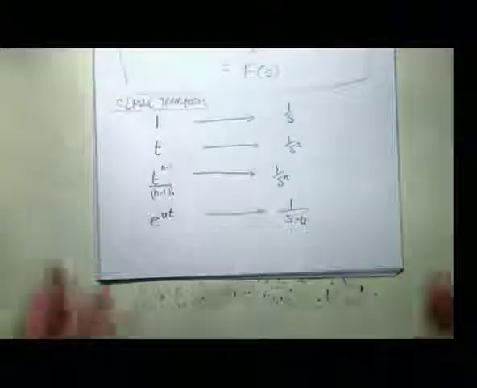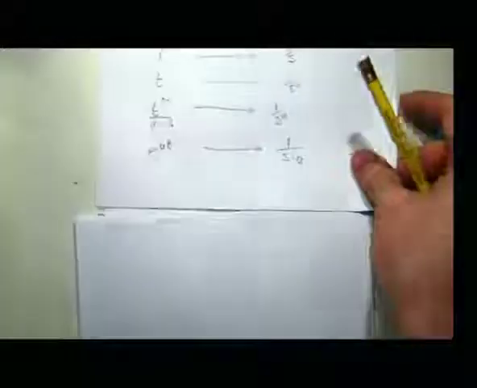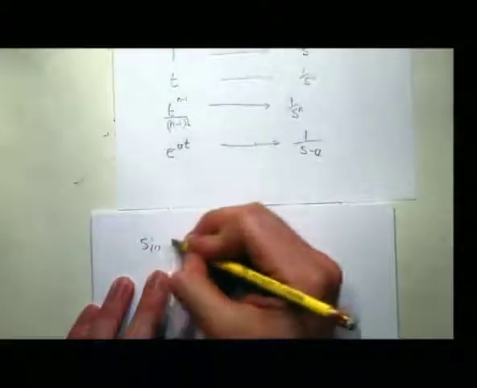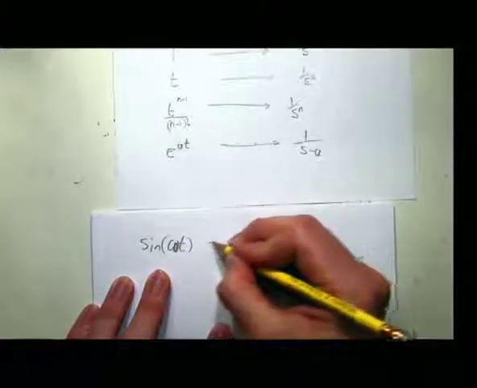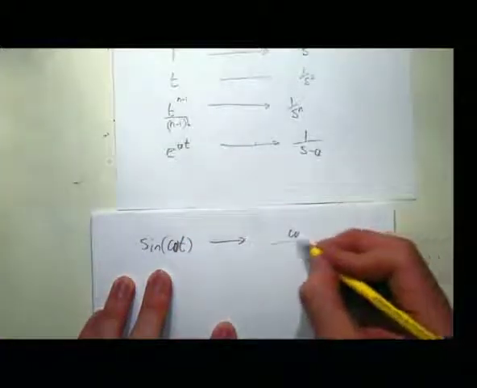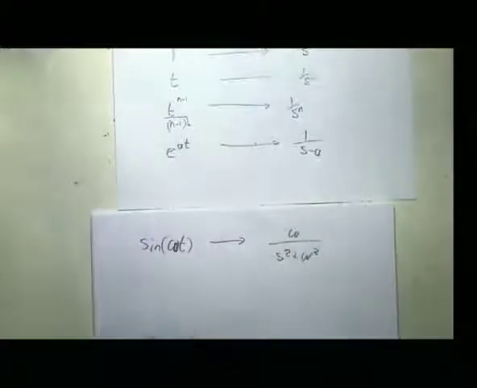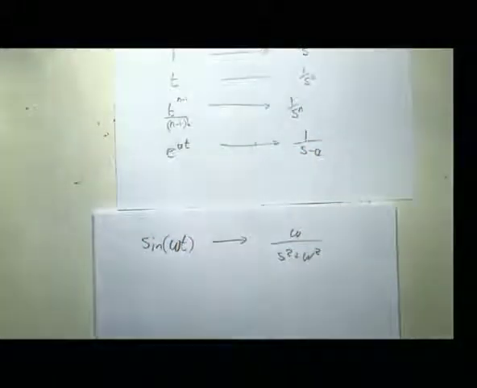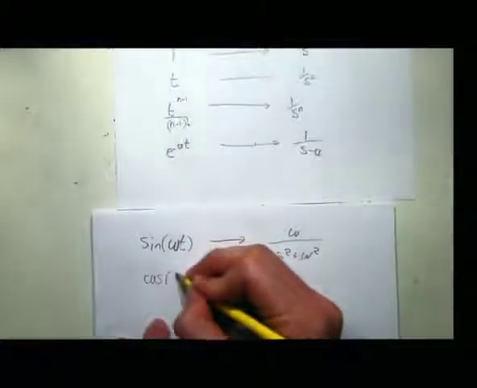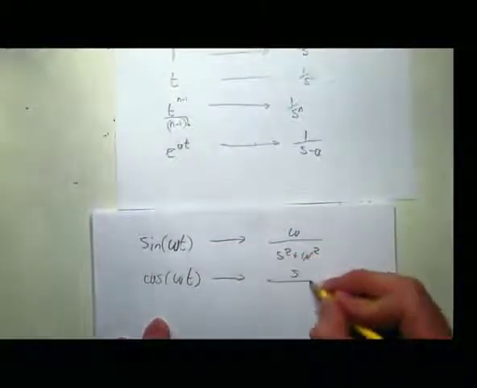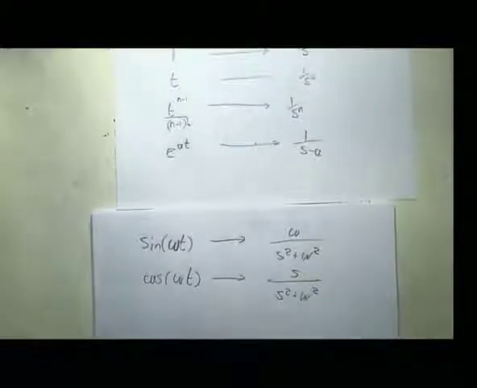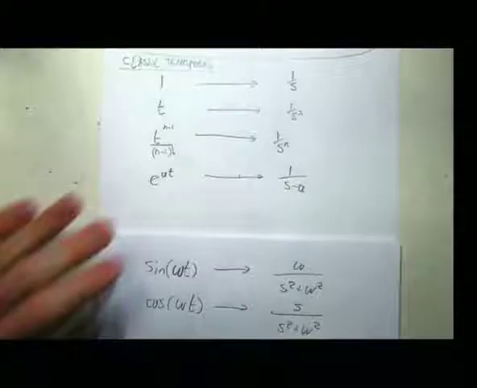And then there's ones for sine and cos. So sine omega t will be omega over s squared plus omega squared, let's say. And cos omega t will be s over s squared plus omega squared. Cool. Right, there's some classic functions, and I have a feeling that they're the go-to functions. You can construct everything else out of them, is what I would suggest.